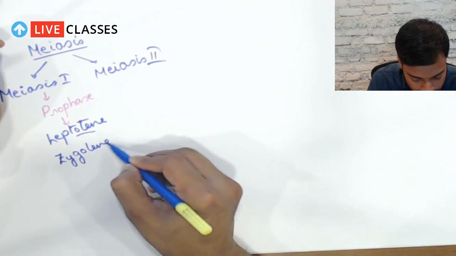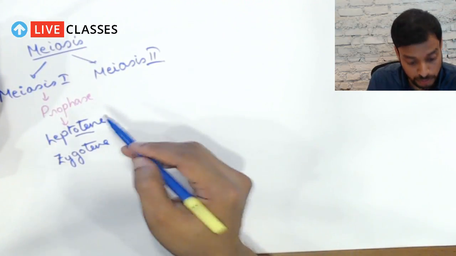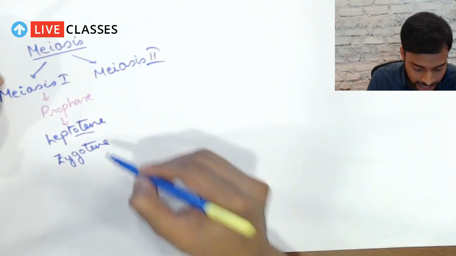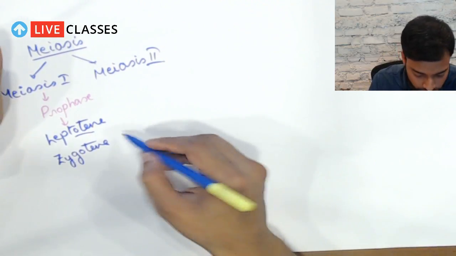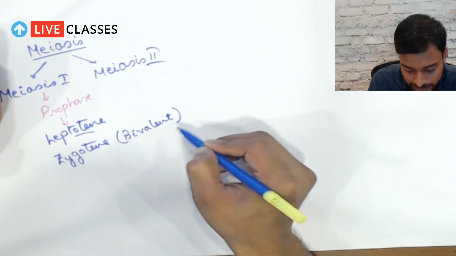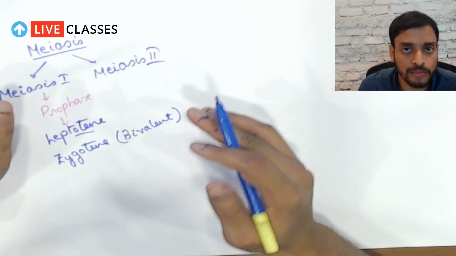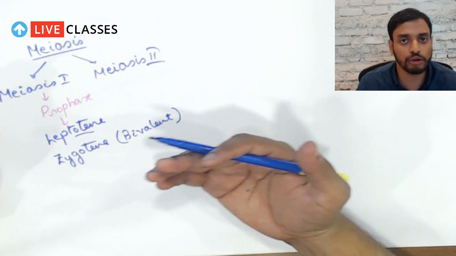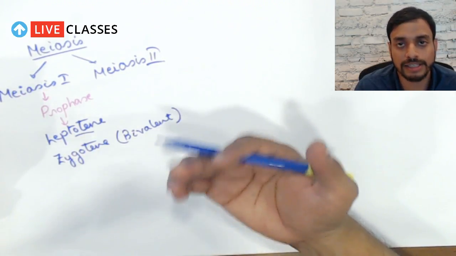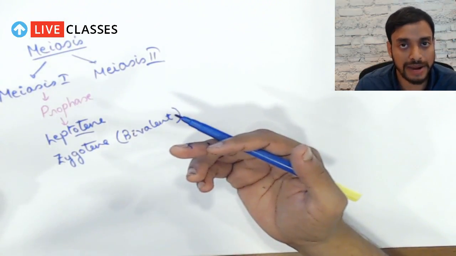zygotene. Zygotene is the stage of prophase 1 of meiosis 1 in which bivalents form. What forms? Bivalent. Now what is bivalent? To understand bivalent, you should understand about homologous chromosomes. What is a homologous chromosome? We have these pairs, right? We were talking about pairs of chromosomes. So from where do these pairs come? One comes from your mother, one comes from your father. So one is maternal, one is paternal chromosome.